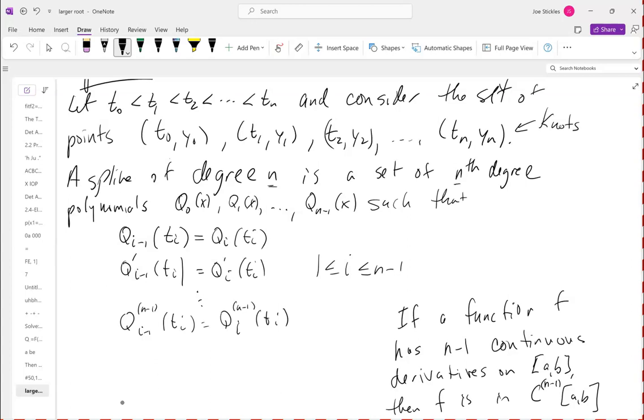Honestly, I have no idea why they're called knots versus nodes or points. But that's what they're called when you do splines. Just as a brief side excursion here to talk about it.